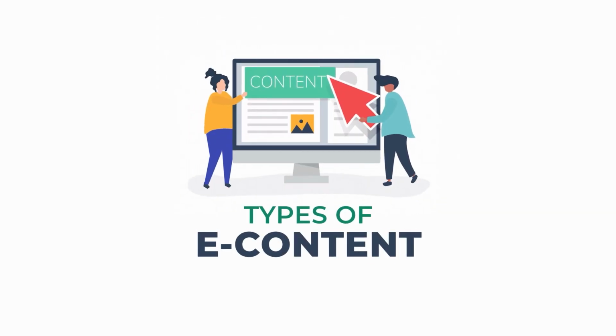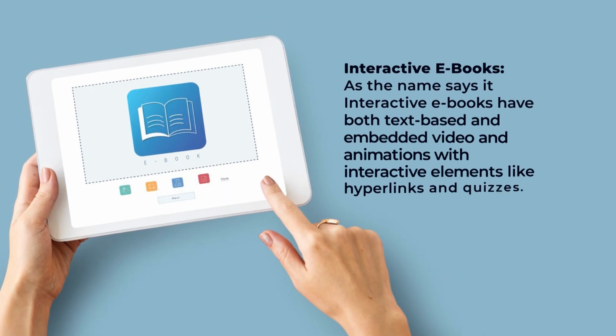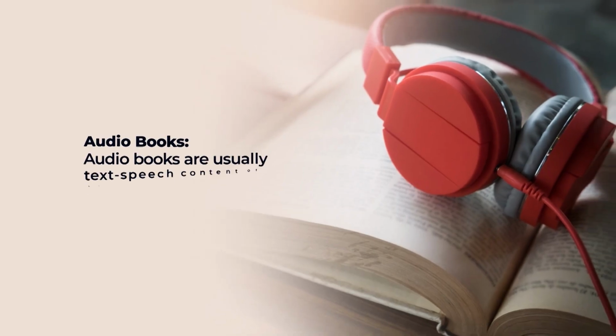Now, let us look at the various types of e-content. E-books, which are very common, are electronic versions of printed books. E-books can be accessed through smartphones, tablets, and e-readers, and they enable the learners to access books anytime, anywhere. Interactive e-books, as the name says, have both text-based and embedded videos along with animations and with elements of interactivity in the form of hyperlinks and quizzes. Audiobooks are usually text to speech content of books, and sometimes there are studies which have found out that they are very convenient for the learners to go through while they are traveling.